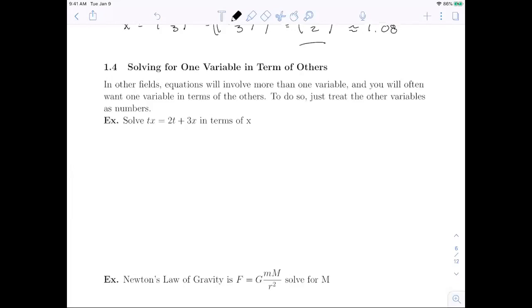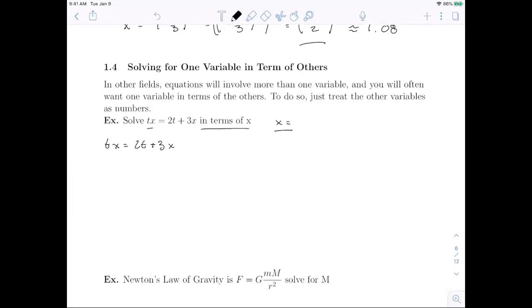So we'll also often want to find one variable in terms of the other. And we just treat the other variables like numbers. So when I say solve tx equals 2t plus 3x for x, I'm going to act like t is like 4 or the square root of 2 or something. It's still a variable. I could plug it in if you give me t equals something. But for right now, when I say in terms of x, I want my end product to be x equals. I understand if you write t equals because you're thinking t is in terms of x, but I want this whole equation as x equals. So if I have tx equal to 2t plus 3x.